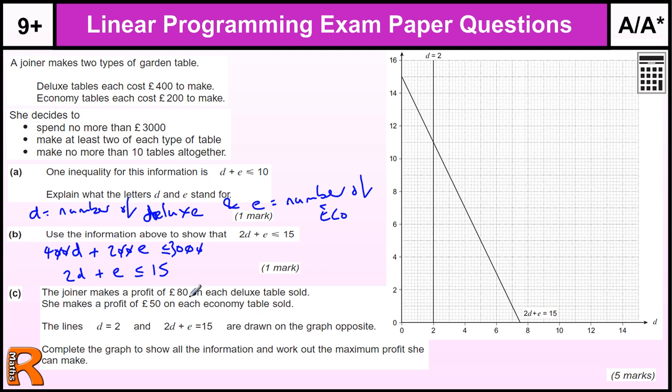Joiner makes profit on £80 of each deluxe table sold. So this is the profit you can make. So we're going to try and find out which region is going to give the best values. Complete the graph to show the information. So 2D plus E equals 15 is on there. So we want less than 15. So we want all the stuff on the left hand side of this line.